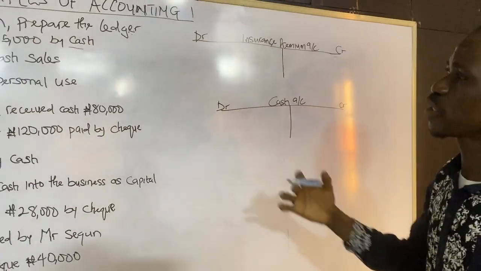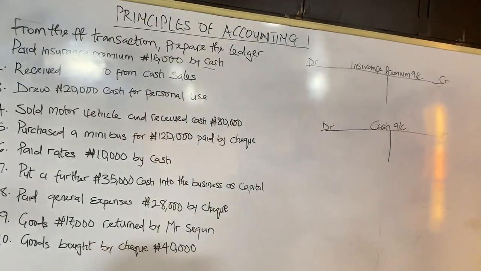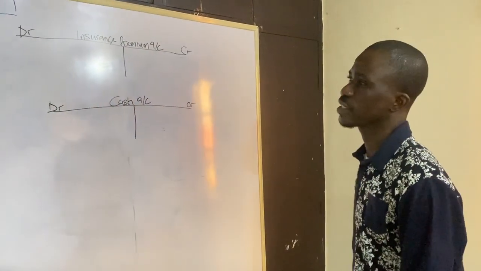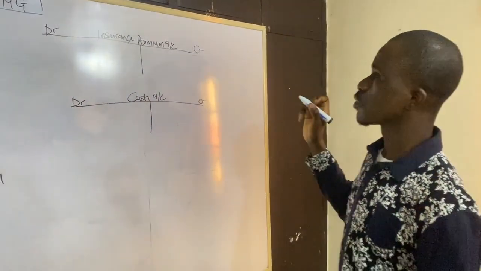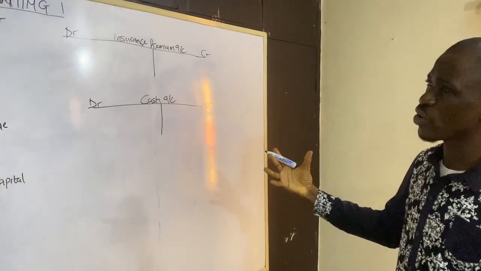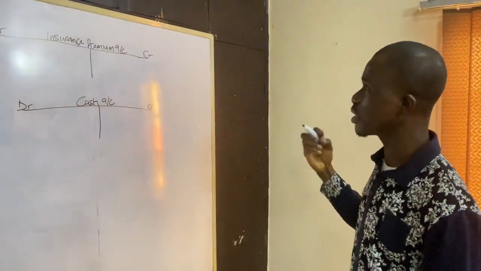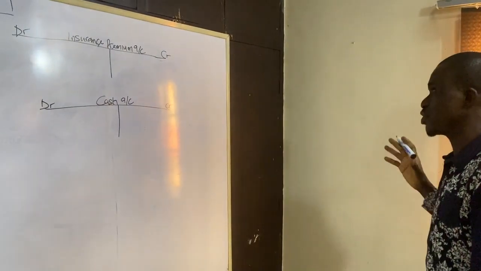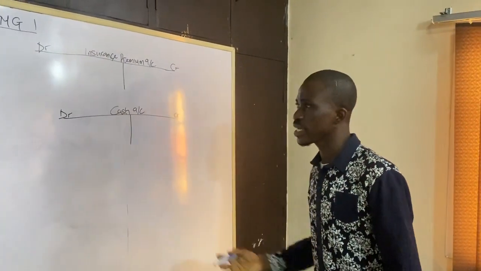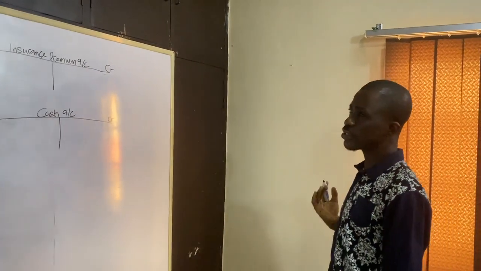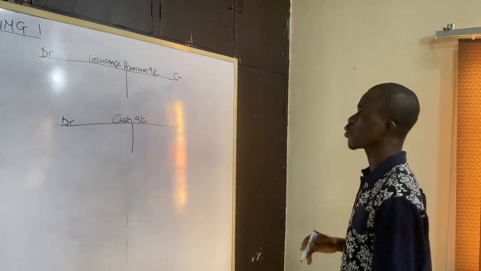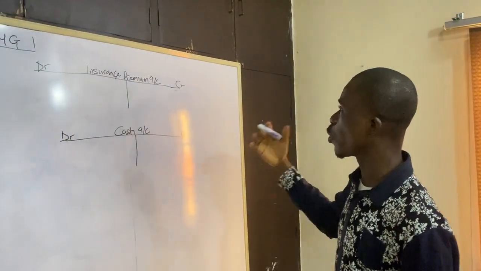So paid insurance premium 15,000 naira by cash. It means these are the two accounts that have been affected. Which one is taken in and which one is going out? Which one is receiving value? Which one is reducing in value? So when you pay, it means your cash is reducing in value, your insurance premium is increasing in value. So you debit your insurance premium.